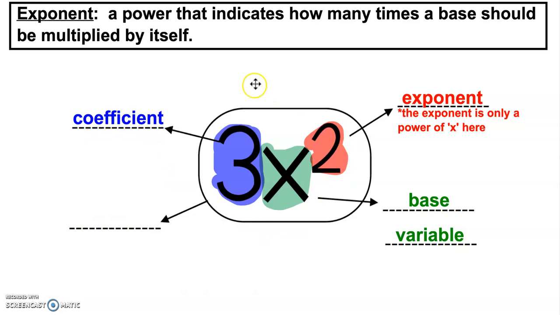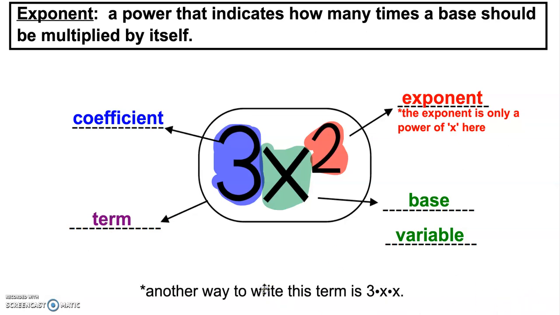Now, all of this together, the 3x squared, is what we consider a term. Terms are separated by addition and subtraction. Another way to write this term is 3 times x times x. This is what we consider factored form.